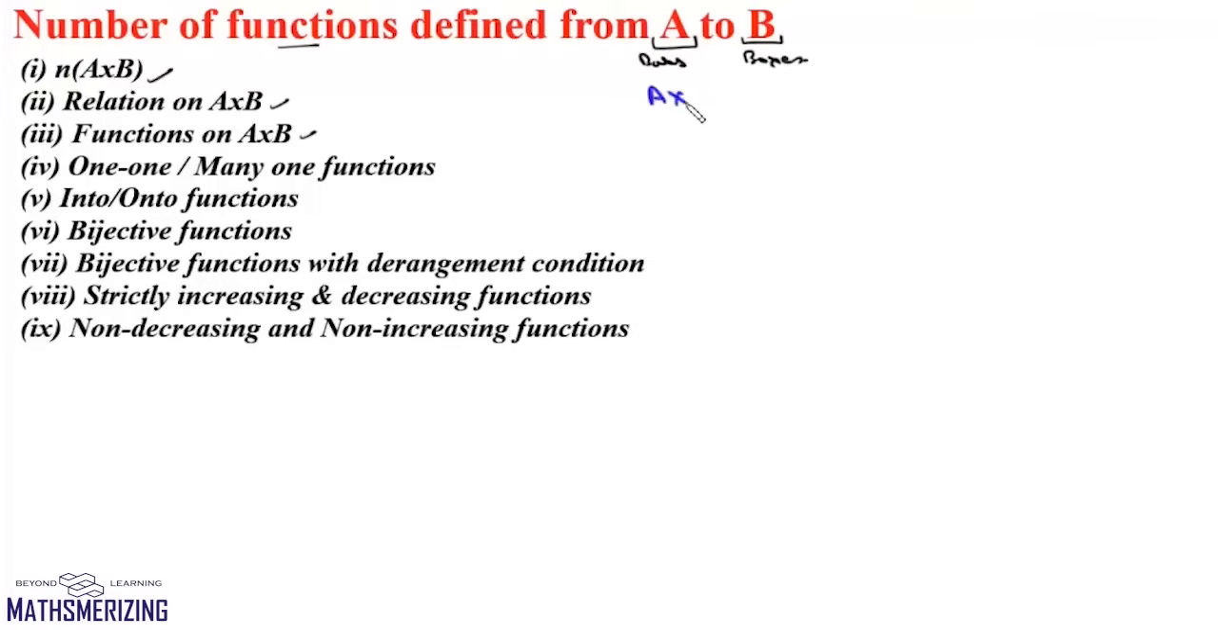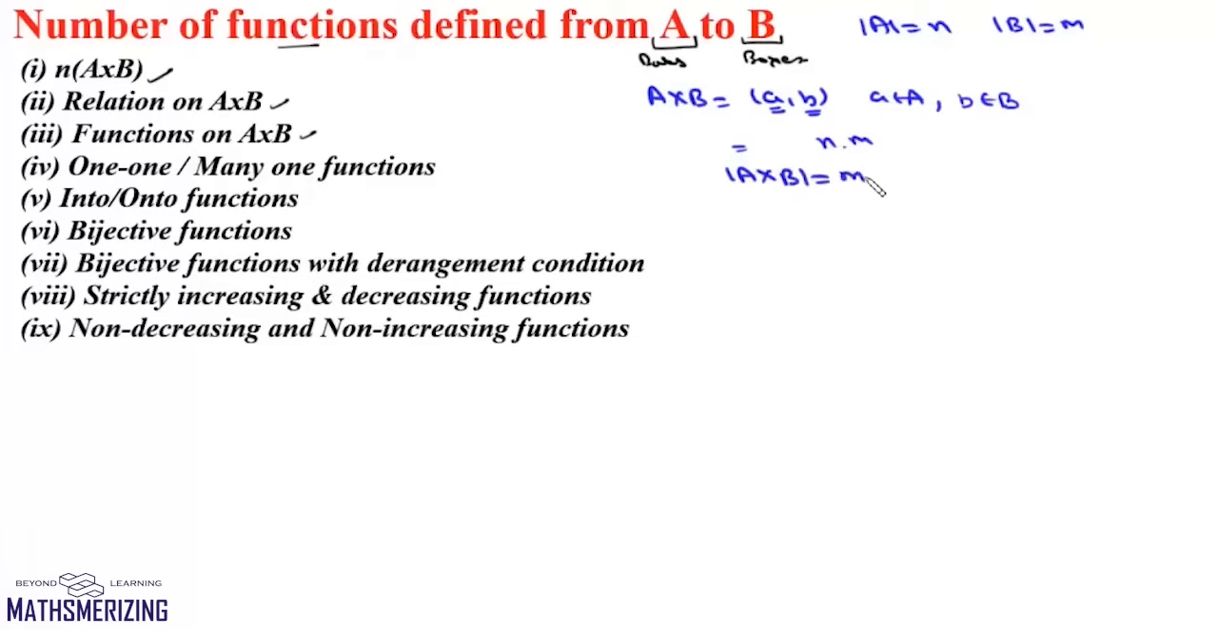Now we'll start with the number of elements in A cross B. Now we know that A cross B is nothing but an ordered pair (a, b), where a belongs to the set A and b belongs to the set B. Now suppose the number of elements in A is n and the number of elements in B is m. Then what are the total number of ways of choosing a? So the total number of ways of choosing a is n and the total number of ways of choosing b is m. So the total number of elements in A cross B is simply m into n.